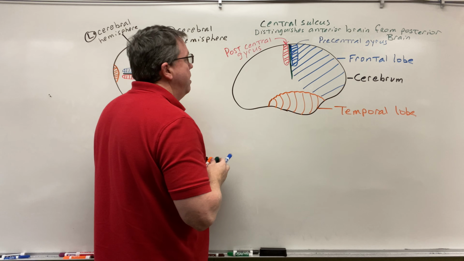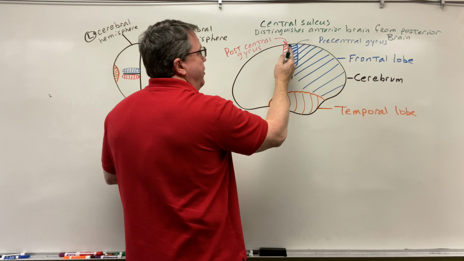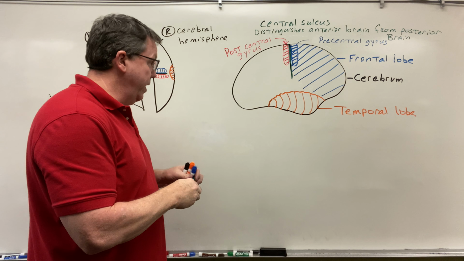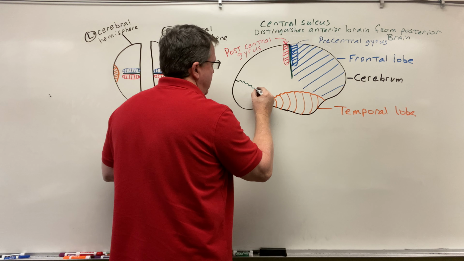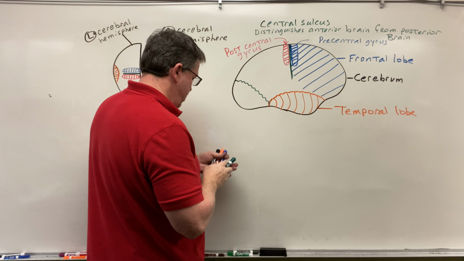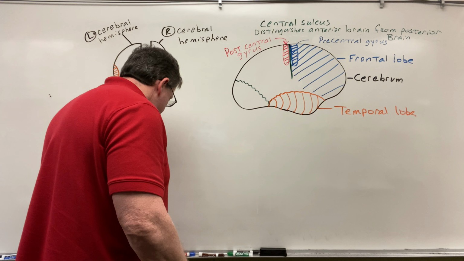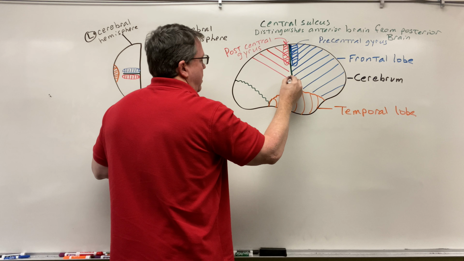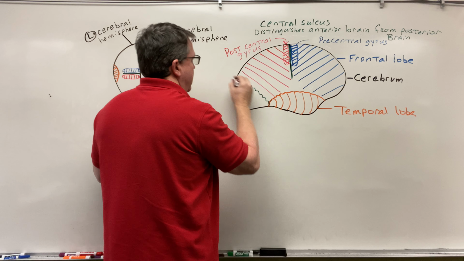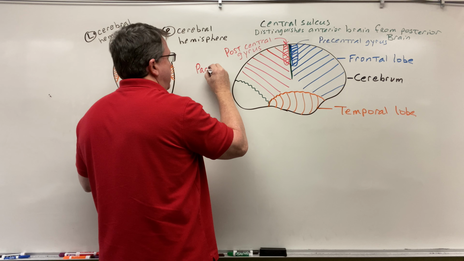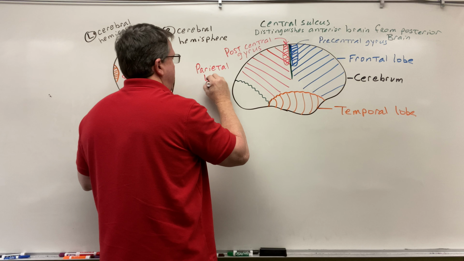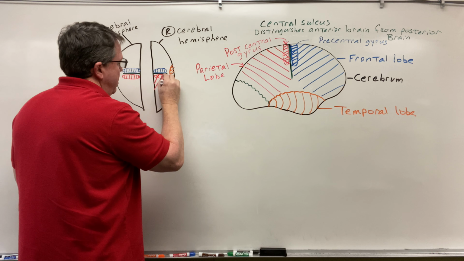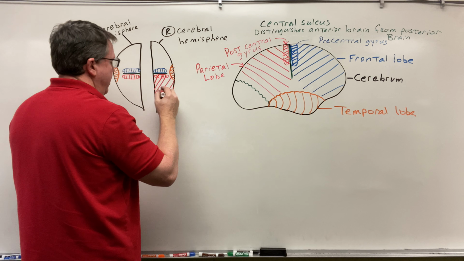And then we said everything posterior to the central sulcus, everything behind the central sulcus, is in the posterior part of the brain. So I'm just going to draw a little line right there, and then I'm going to show, this is called our parietal lobe right here. Okay, so this is the parietal lobe. Okay, so that's my parietal lobe. And then if I were to draw it over here, this would also be the parietal lobe here.